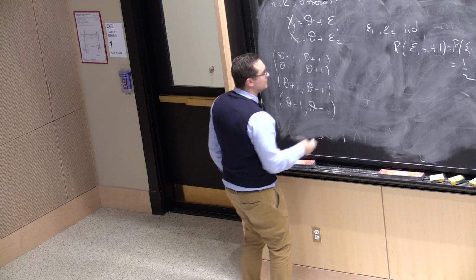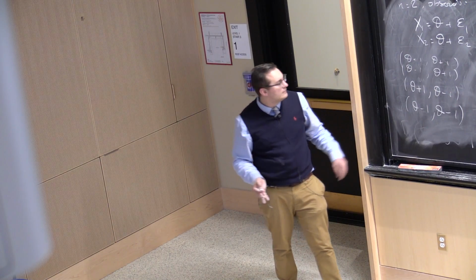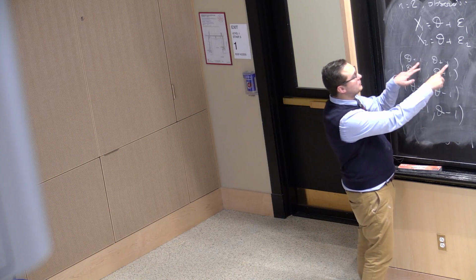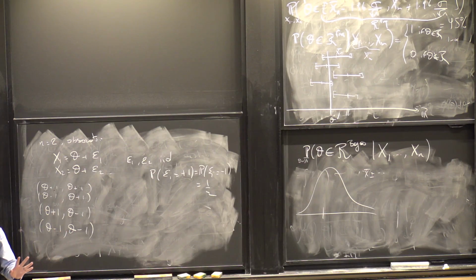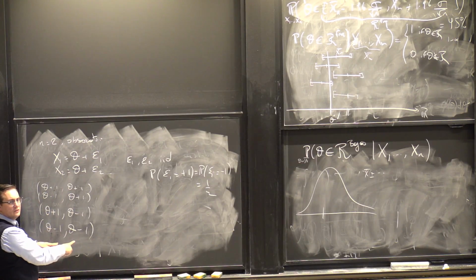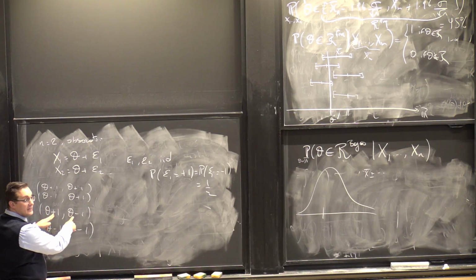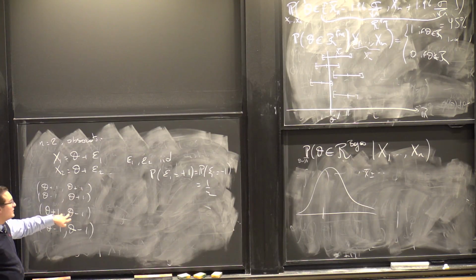Agreed? Those are the 4 possible observations that I can get. Either they're both equal to plus 1, both equal to minus 1, or one of the two is equal to plus 1 and the other one to minus 1 for the epsilons. So in particular, if they take the same value, I know it's either theta plus 1 or theta minus 1. And if they take a different value, I know one of them is theta plus 1 and one is theta minus 1. So if I take the average of those two when they take different values, I know I'm getting theta, right?